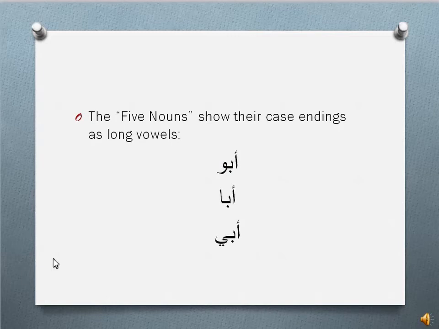The five nouns, as they are known, show their case endings as long vowels. This is why we get abu, aba, abi. Well, the good news is these are the same case endings that you've learned before. So it's u when it is the subject. A when it is an object. I when it is the object of a preposition or the first term in an idafa. So these same rules are going to hold. It's just that these words take these case endings as long vowels.